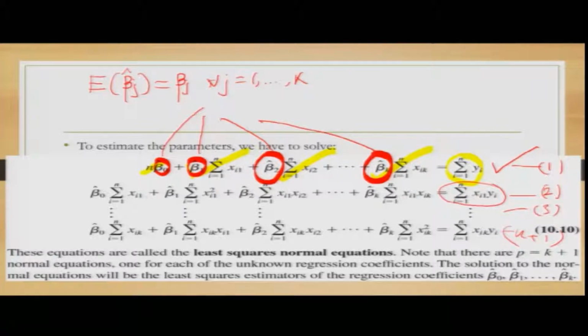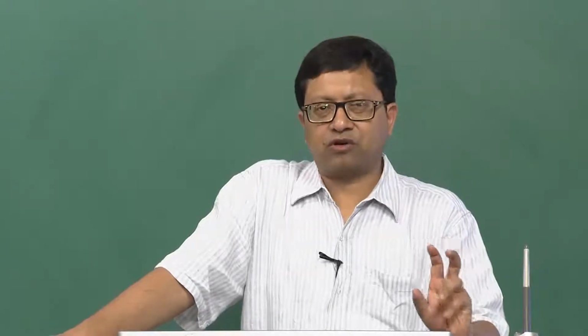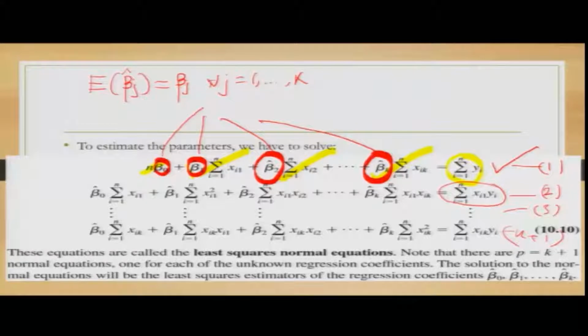These equations are called the least square normal equations. Why least square? Because you are trying to minimize the sum of the squares, and normal equations because you have normalized them in such a way that you want to find out the beta naught hat till beta k hat. Note that there are p is equal to k plus 1 equations, as I have been mentioning, one for each of the unknown regression coefficients. So, how many regression coefficients are there? Beta 1 to beta k for all the x's, and the first term being beta naught.